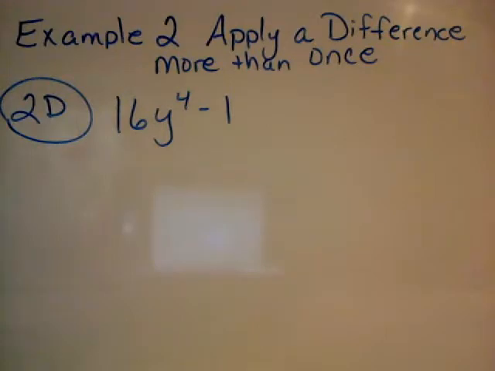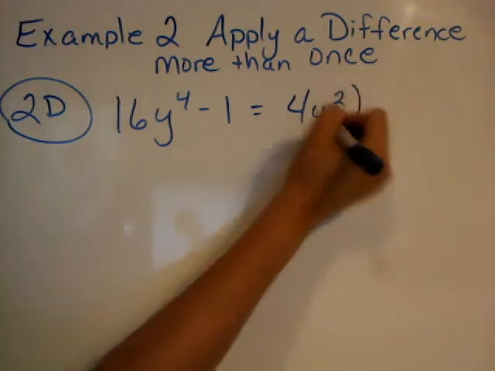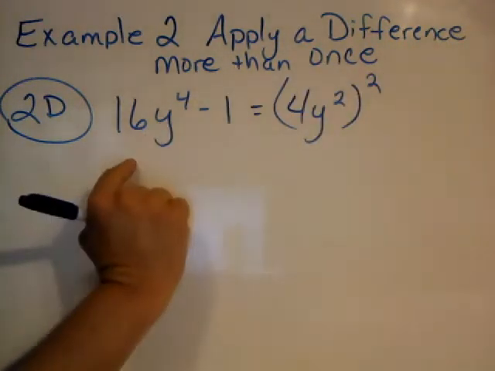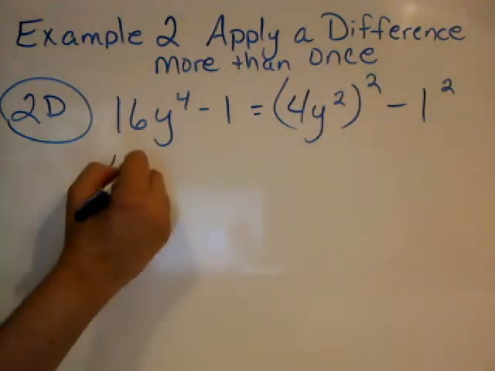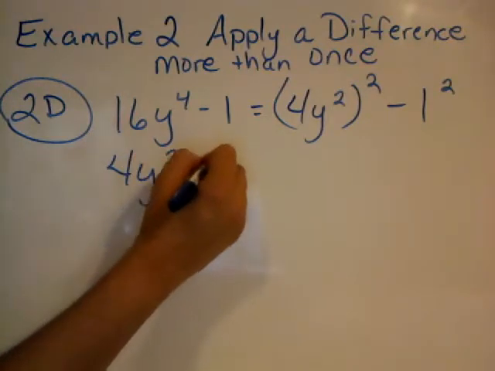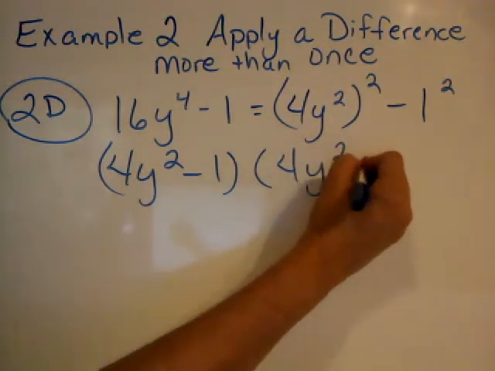Okay, let's work this one together. And this one, it says 16y to the fourth minus 1. So I know that 4y squared squared would give me 16y to the fourth, minus 1 squared. So now I have 4y squared minus 1 times 4y squared plus 1.